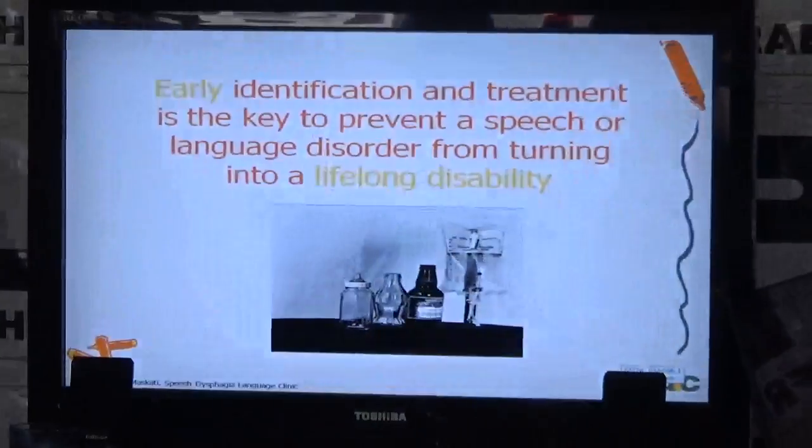So to end, basically what I just wanted to point out is that early identification and treatment is the key to prevent a speech and language disorder from becoming a lifelong disability. And that's completely true. The younger kids that I work with show faster and better improvement than kids who are more set in their ways and start much later.